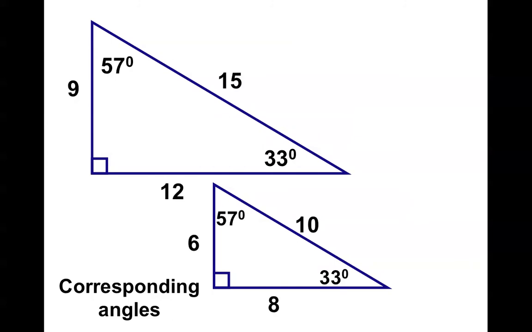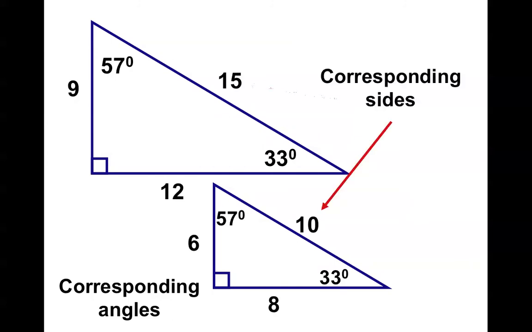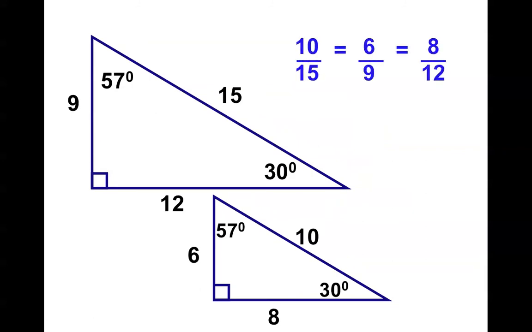And when I looked at the corresponding sides, I realized that all their corresponding sides, the short side, 9 and 6, the medium side, 12 and 8, and the long side, 15 and 10. When I set them all up in fraction form, they all simplified to the exact same fraction.